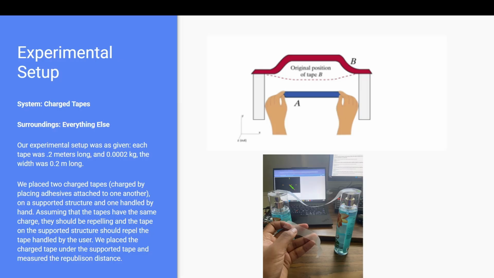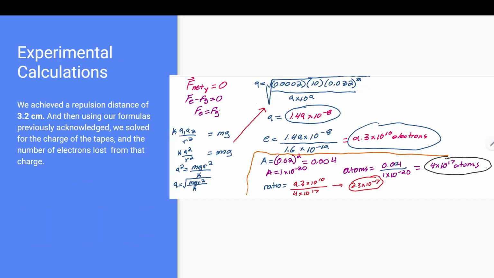We placed two charge tapes next to each other, and because they're both negative, we would see a repulsion and force. And then we placed the charge tape under the supported tape and measured the repulsion distance. Then we achieved a repulsion distance of 3.2 centimeters, and using the formulas previously acknowledged, we solved for the charge of the tapes and the number of electrons lost for that charge.